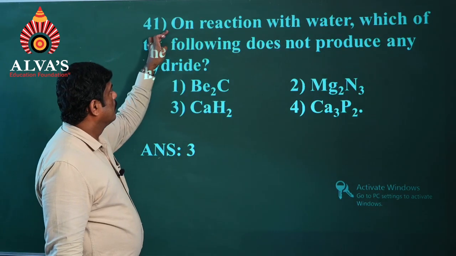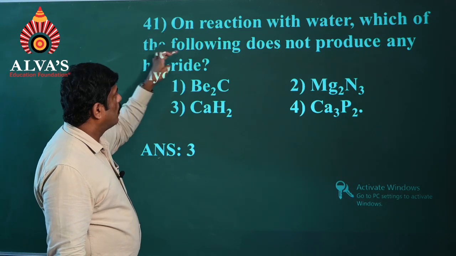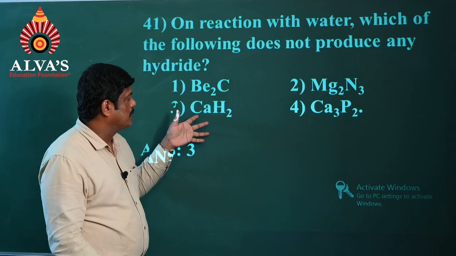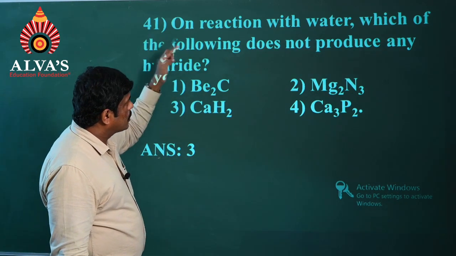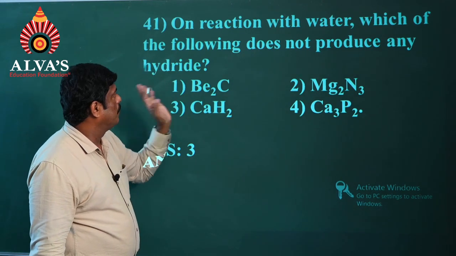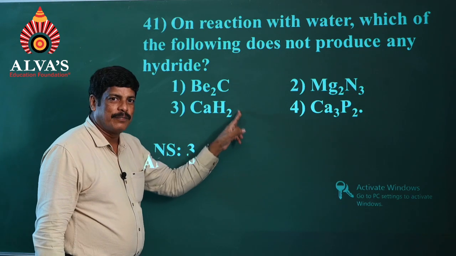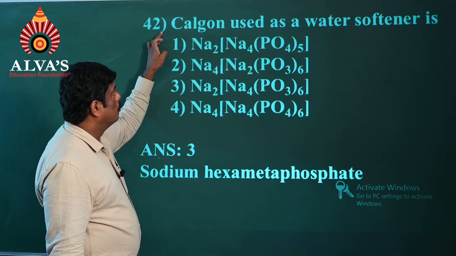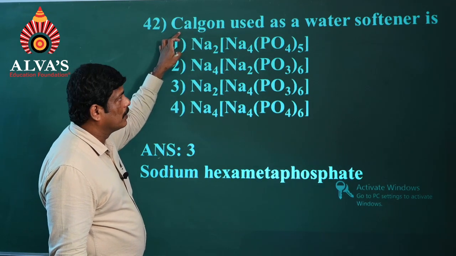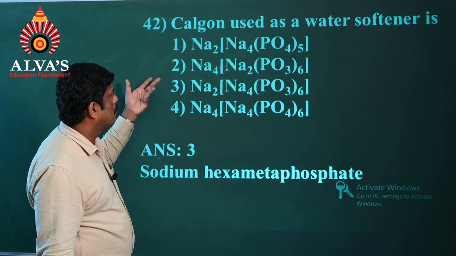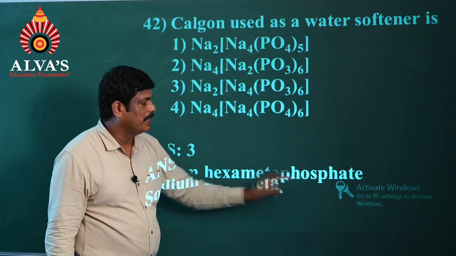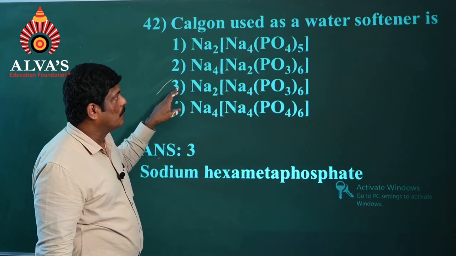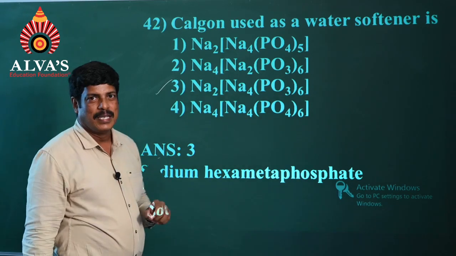Question number 41. On reaction with water, which of the following does not produce any hydride? See, when you look at the four options, you can come to know the answer very easily. It is already in the hydride form, so it cannot produce further hydride. Hence, the option must be the third one. Question number 42. Calgon used as a water softener is. Among these, which one is calgon? See, sodium hexametaphosphate, that is the third option. It is also called calgon. It is used in softening of hard water. Hence the option is the third one.